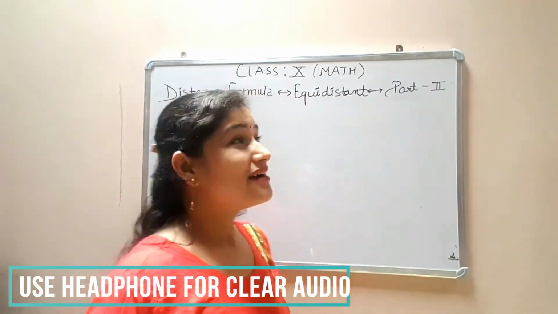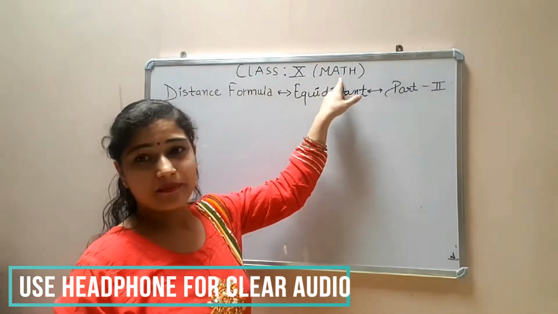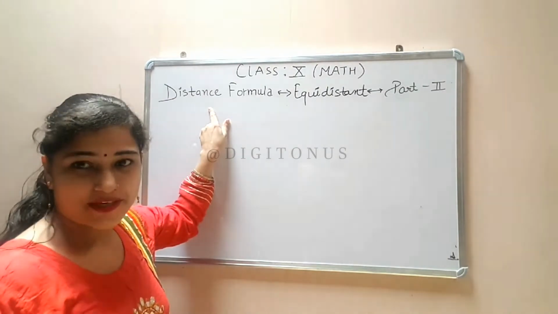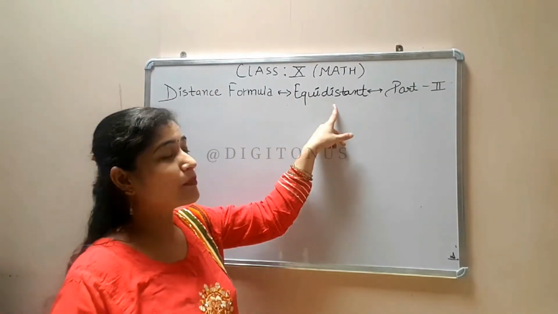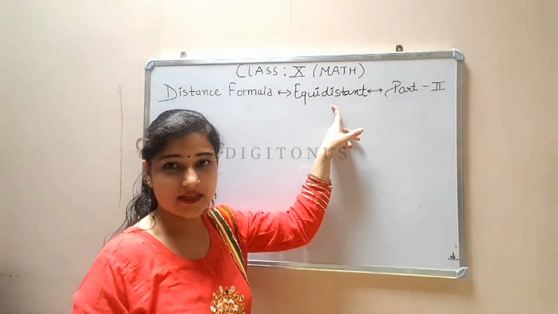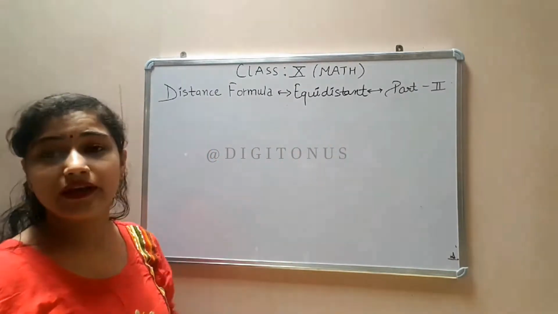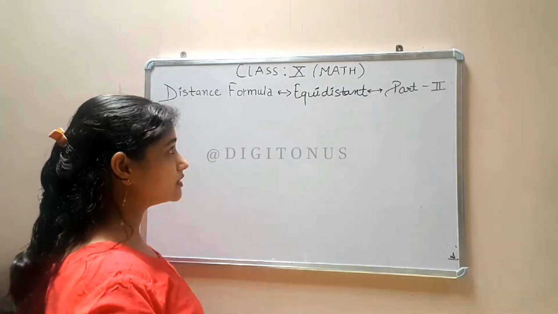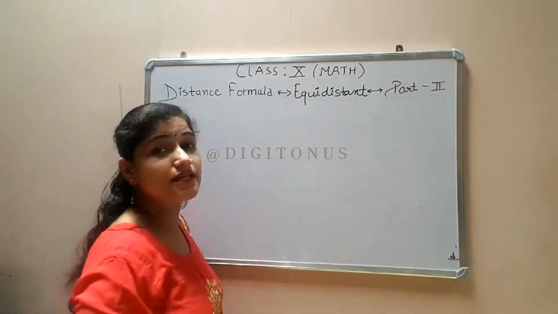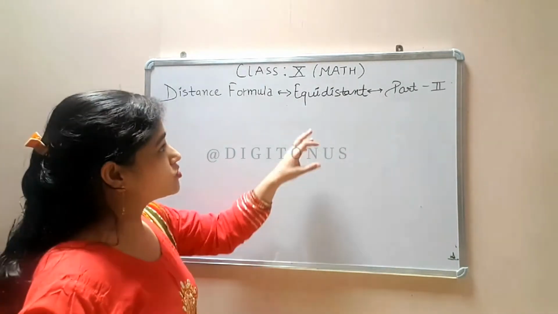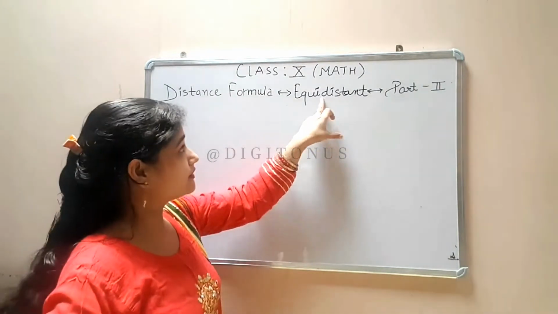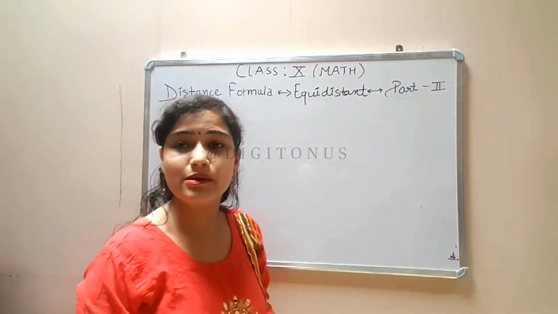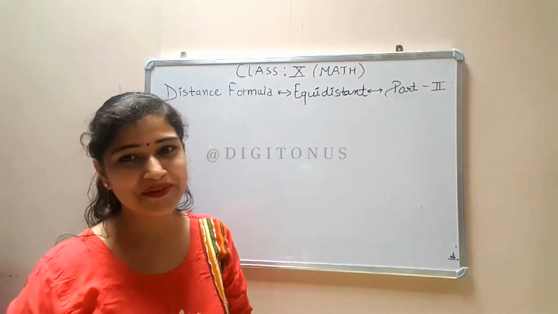Welcome back. In my previous video of class 10th math, we studied the topic distance formula of the chapter coordinate geometry, and one subtopic was left, that was equidistant. Equidistant, you can find out yourself what the meaning of this word is: equidistant means equal distance. So this subtopic is also based on the distance formula. Equal distance की जब हम बात कर रहे हैं तो distance formula ही apply होगा.